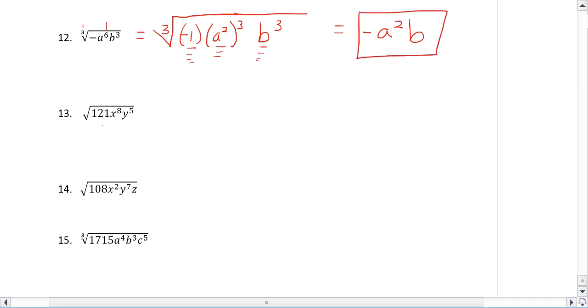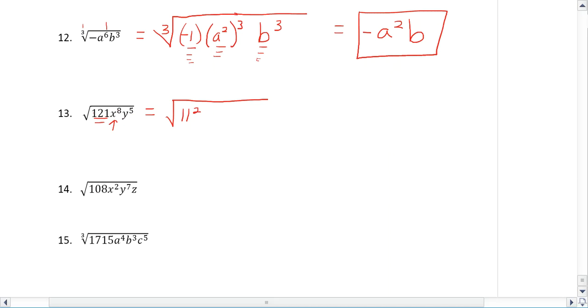All right, this next one, 121. So shifting your brains back into square root mode, because this is a square root symbol. Again, you could do the factor tree, but if I have done my job and made you memorize the perfect squares, you realize that 121 is 11 squared.